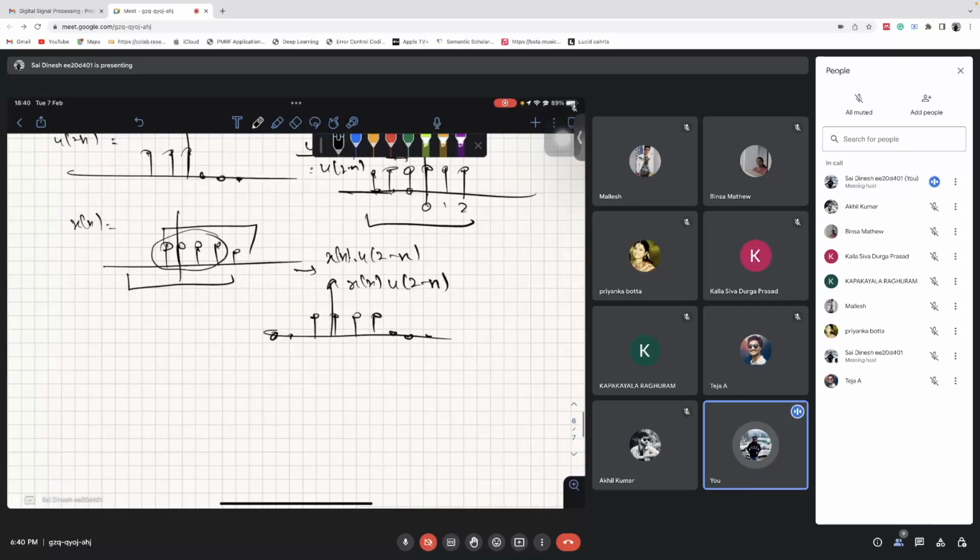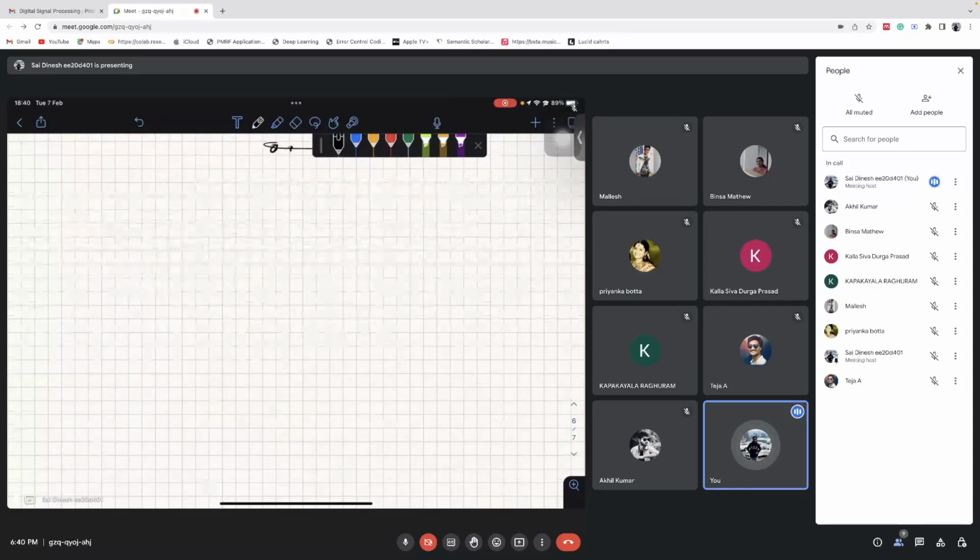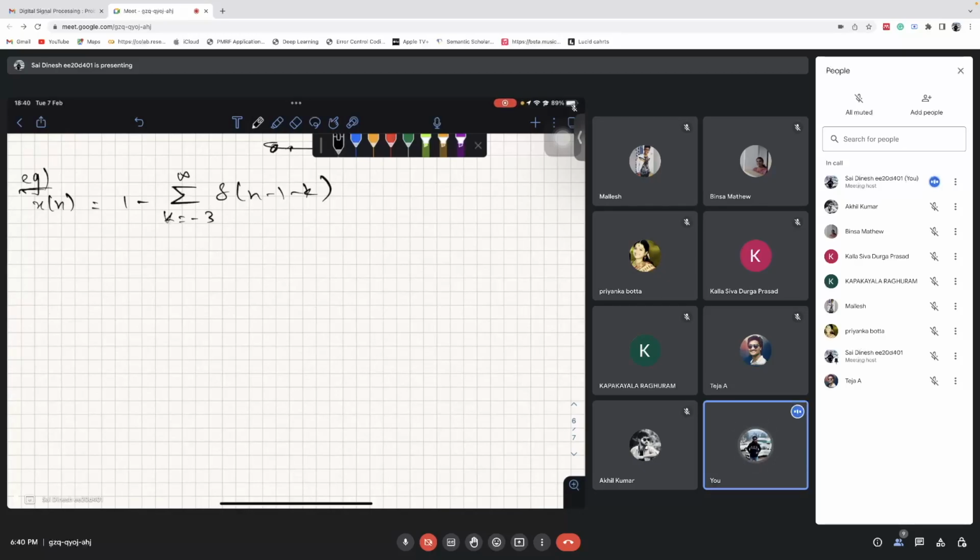Let's try to solve one more problem. Let's say you have a signal x of n, which is 1 minus the summation over k equal to minus 3 to infinity of delta of n minus 1 minus k. I want you to plot this signal, and find the signal in terms of x of n equal to u of pn plus q. Find p and q.